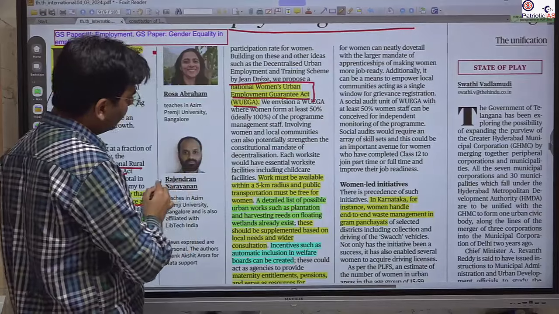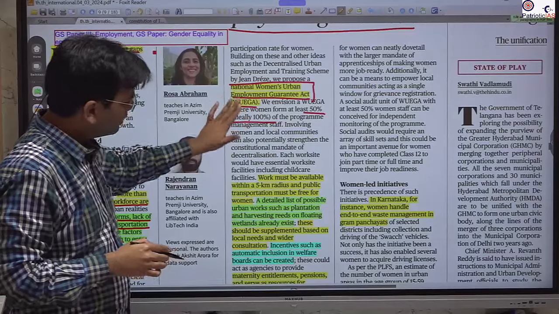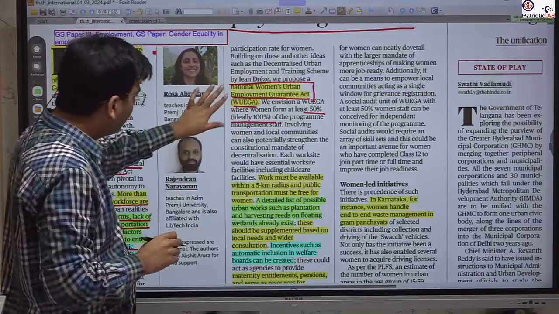Okay, so we can bring it for 50% women and 50% men, but yes, more emphasis should be given, and 100% of the women should be provided.